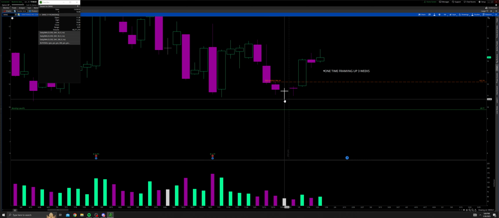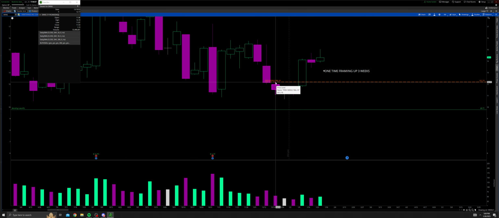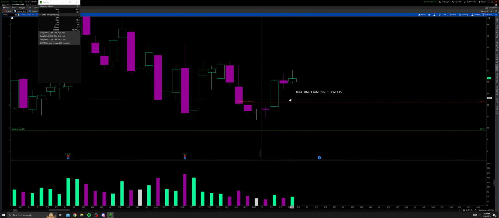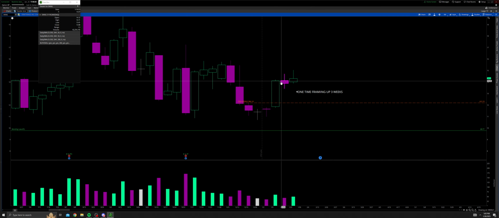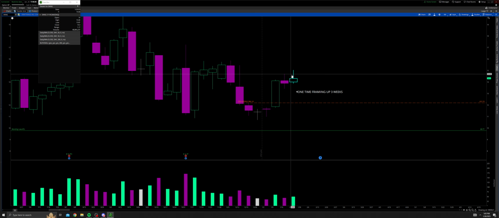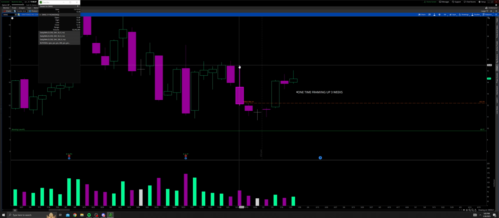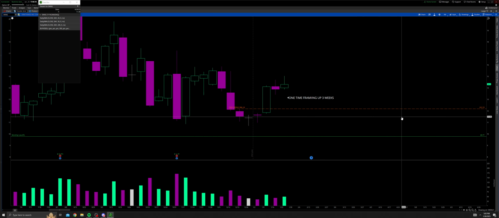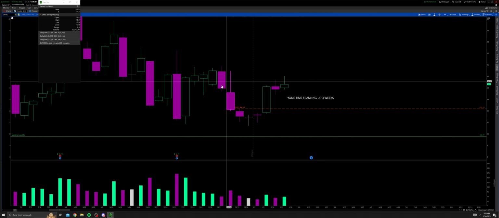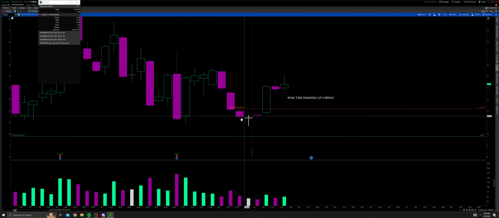So the balance low at the time was 10.67. The balance high was 12.17. Then we took that out and began to one time frame up on the weekly. So we're one time framing up 3 weeks in a row now, taking out previous weekly highs. Next weekly high to take out and target is 15.46 or 47. And then the next weekly high above that is 15.87.